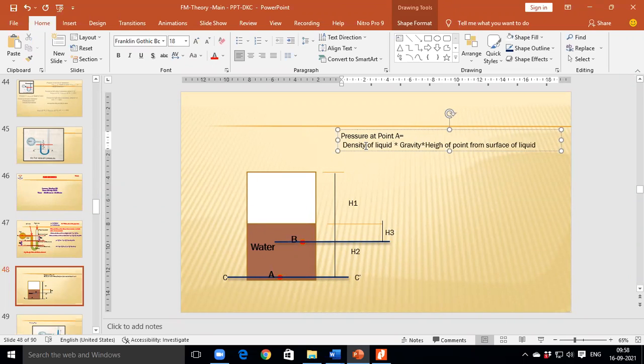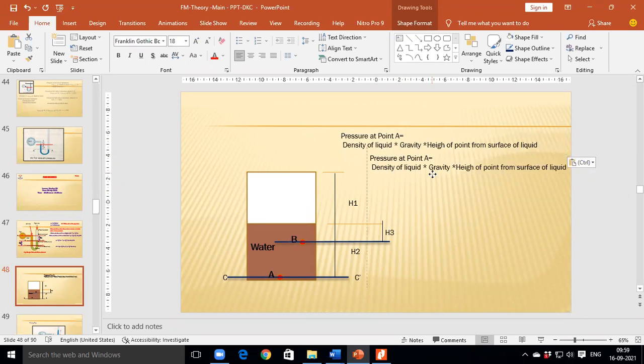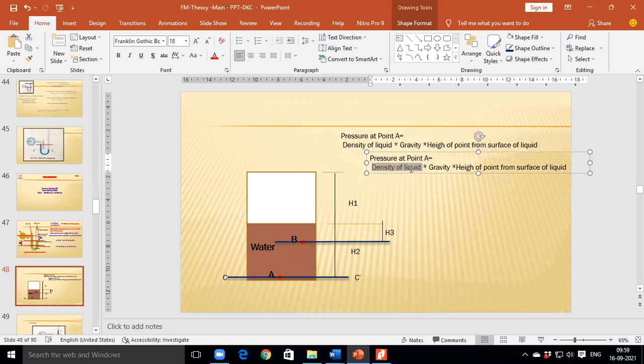Which liquid is available here? Water. So to find out the pressure at point A, what will be the equation? We can consider density of water is 1000. Density of liquid, you can call it a density of water.